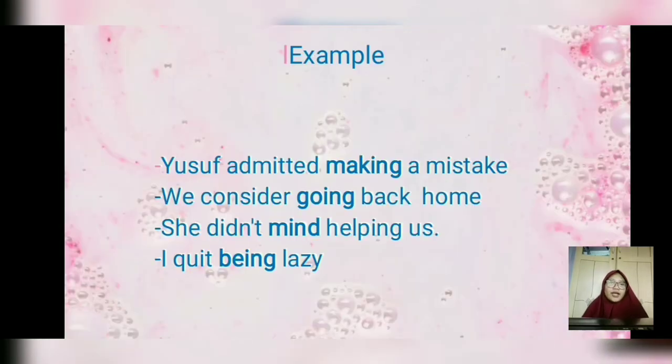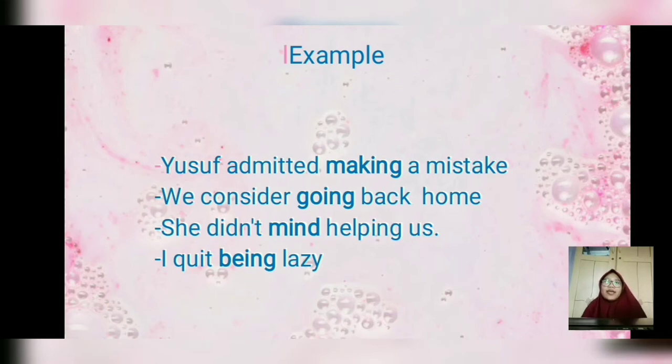But you need to remember that we cannot use the verb to be before the gerund. Okay, after the explanation, I will give you some examples. First, Yusuf admits making a mistake. Second, we consider going back home. Third, she didn't mind helping us. And the last one, I quite enjoy being lazy.